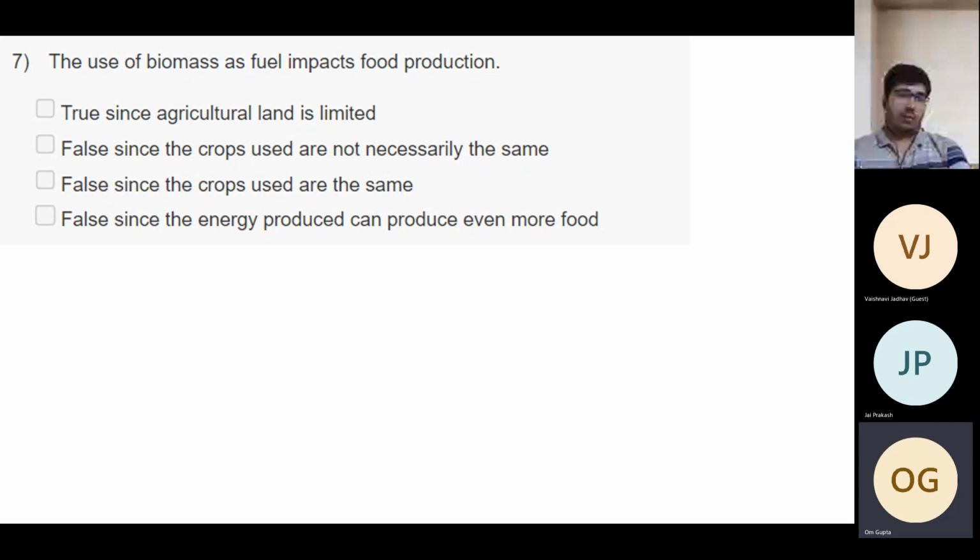From that perspective, ethanol. So is it impacting the food production? Sugarcane is having a very nice product, bagasse, which is used for making ethanol, which is very helpful for making biofuel, biodiesel. Right. So always think in that perspective.